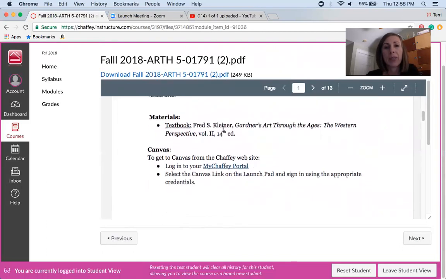Materials, our textbook, that was a picture you saw on our homepage. Go by that picture. There's a lot to get wrong with the textbook. It's by somebody named Kleiner, but it's called Gardner's Art Through the Ages. It has to be the Western perspective. It has to be volume 2. Volume 1 is a totally different class. That's ARTH5. And it has to be the 14th edition. I guess it doesn't have to be, but your page numbers won't jive with ours. Even though the information doesn't change, you really want those page numbers to be the same to cut down on confusion.